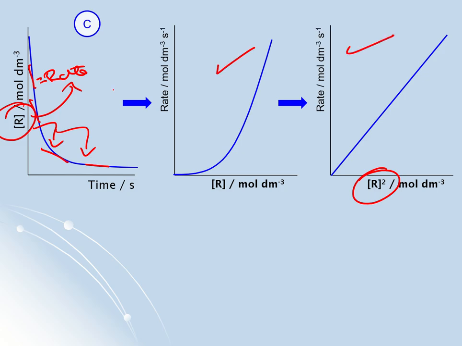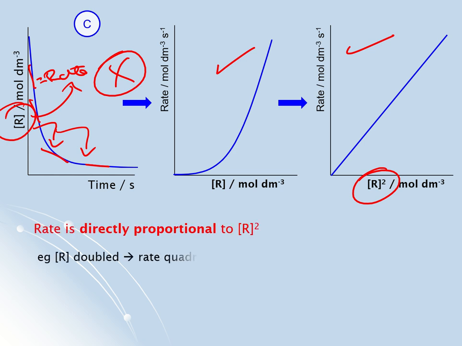So all those graphs you should recognize by eye as being second order. This one and this one. This one, do not go by eye, because it looks very similar to a first order reaction of time against concentration. So this time what we're saying is the rate is directly proportional to R concentration squared. In other words, if I double the concentration of R, the rate goes up by a factor of 4, or in other words, 2 to the 2.